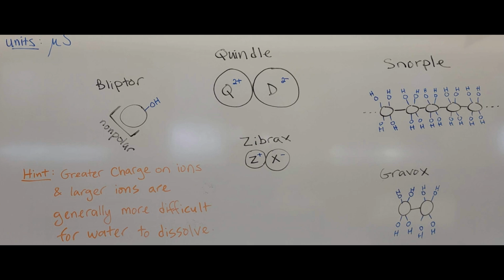Hey class, we're going to recap today's lab. The scenario that I gave to you is that you have these 5 unknown substances, and I put each of them in a beaker for you, labeled A through E. Those compounds were unknown, or I masked them using these names: Bliptor, Quindel, Zibrax, Snorpel, and Gravox.